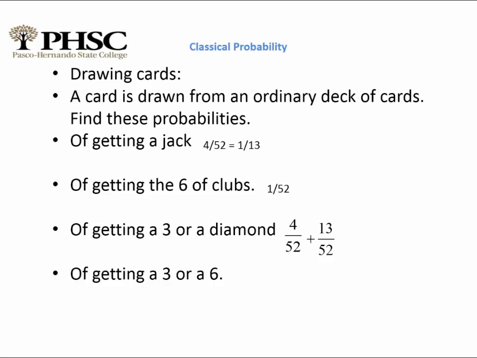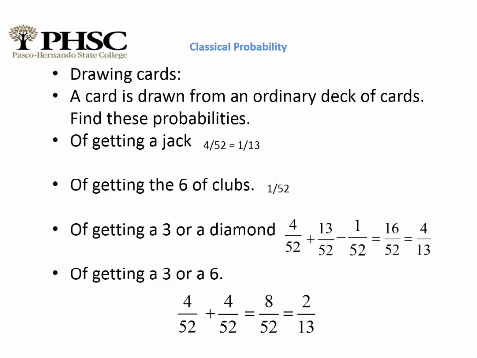So the next thing is, how many of these cards is a 3 and a diamond? There's only one of them, so we have to subtract, and that gives us 16 over 52, which reduces to 4 over 13. Now the next one is, what's the probability of getting a 3 or a 6? There are 4 out of 52 3s, and 4 out of 52 6s. There is no card that's a 3 and a 6 at the same time, so that's going to be 8 over 52, which reduces to 2 over 13.